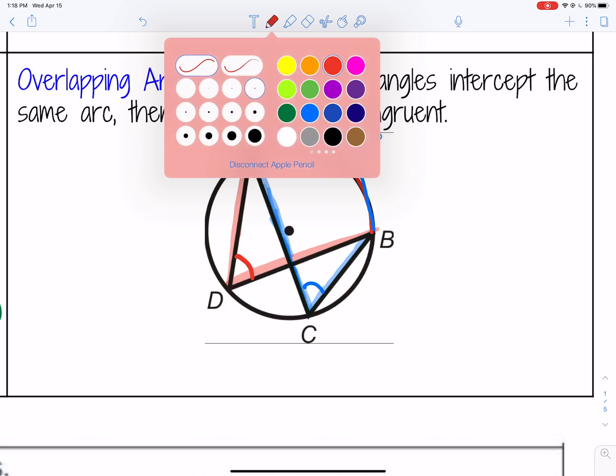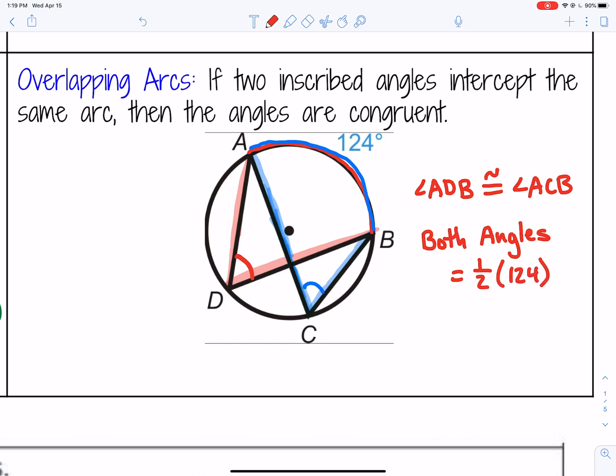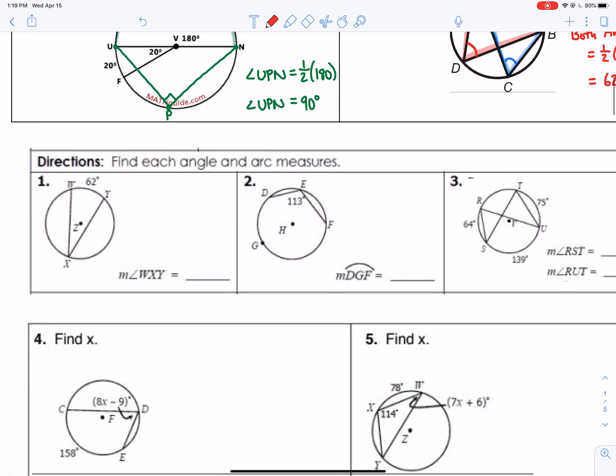So we could say a few things about this picture. We could say that angle ADB would be congruent to angle ACB. So they are congruent, and then they are both equal to half of that arc. So both angles equal half of the intercepted arc, which is half of the 124, which would just be 62 degrees. All right. So let's move on to some examples.